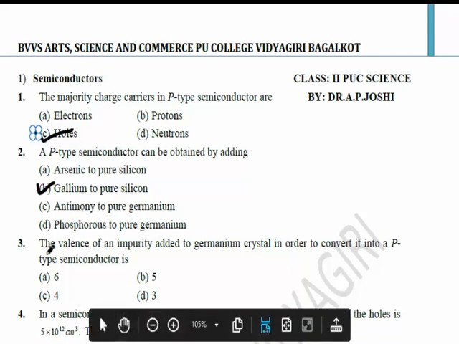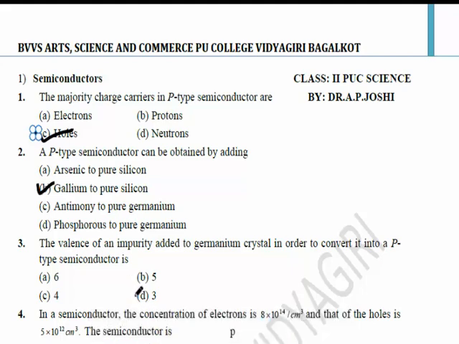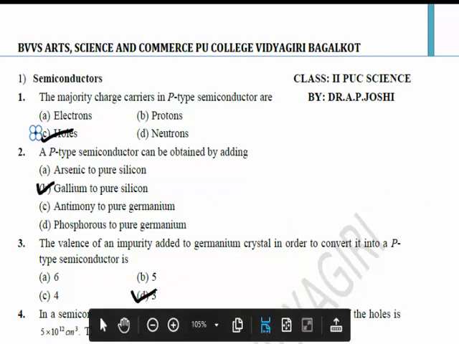So next question, third one. The valency of an impurity added to germanium crystal in order to convert it into p-type semiconductor is, the valency of the impurity atom should be trivalent. Trivalent means 3. To get p-type we have to add a trivalent impurity, that is 3 valence electrons. Option D. Okay, so move to the next question.